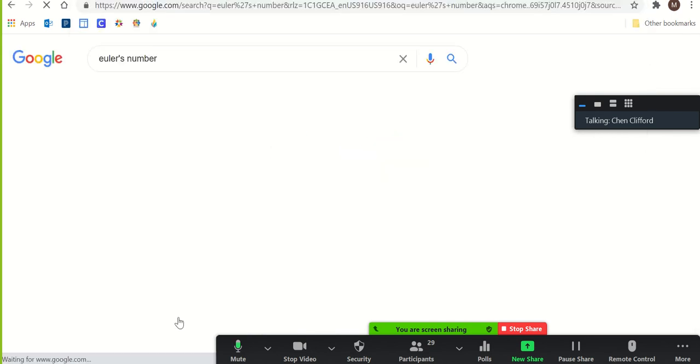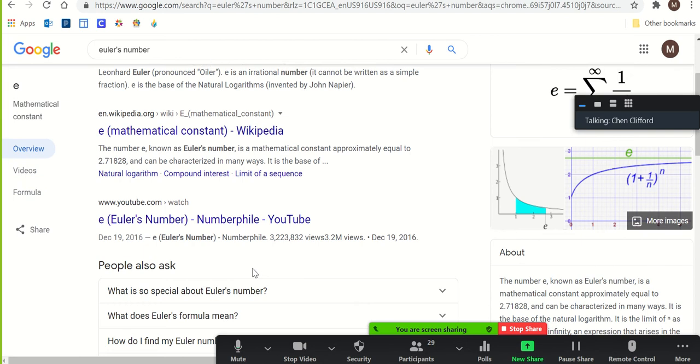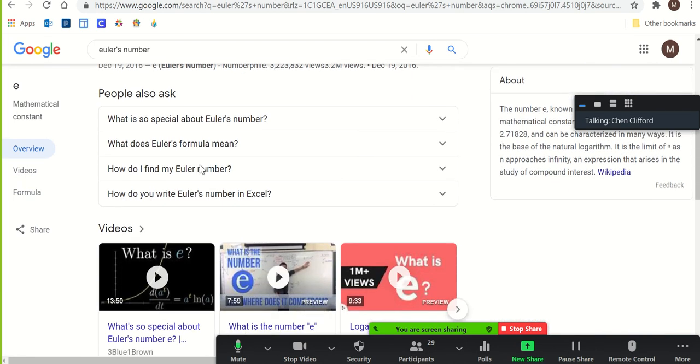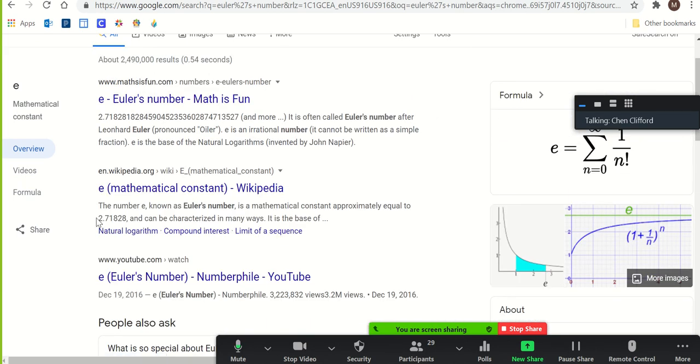If you were to Google it, how do I find Euler's number? It is basically roughly like pi, except it is 2.71 with a whole bunch of randomized numbers going all the way down. Okay, that's Euler's number. Most of you guys know E is something that rounds out to around 2.72. But how did E come about?